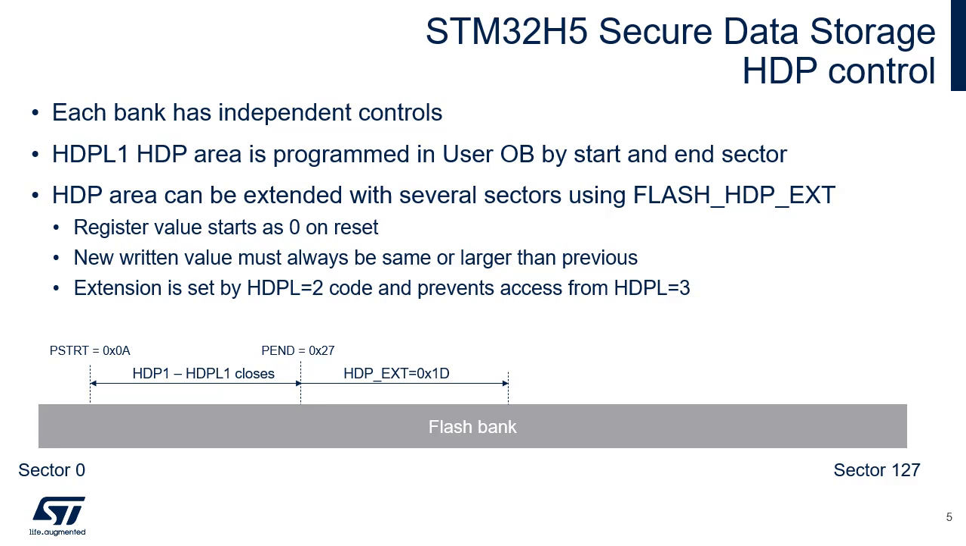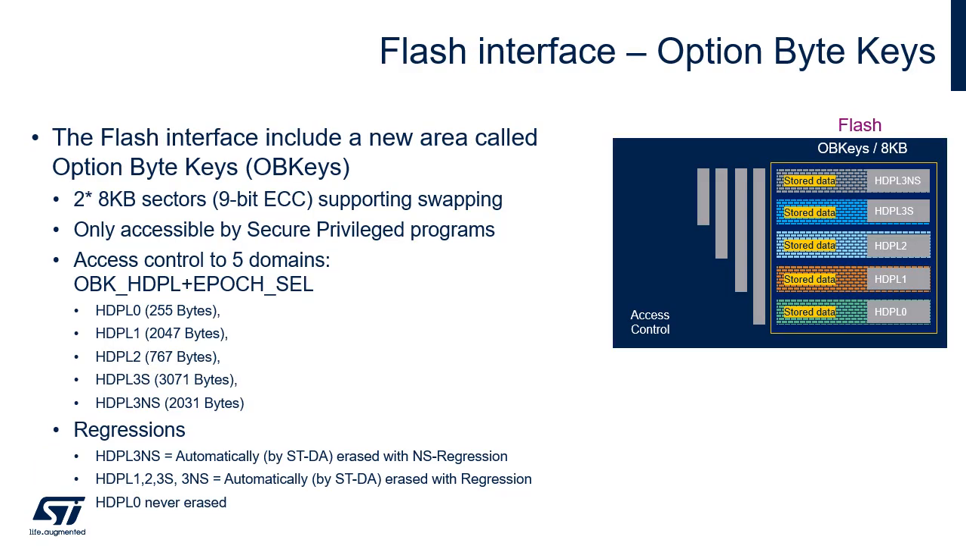If the two banks are swapped, the protection defined for physical bank 1 remains on physical bank 1, unaffected by swapping. The embedded flash memory includes two memory sectors, two 8 KB areas of secure storage, OB-key, only accessible by secure privileged state. OB-key storage can contain any sensitive information, keys of course, but also data, such as mapping information, flags, etc. Contents are protected with a 9-bit error correcting code, or ECC. Commands enable the user to swap keys from one sector to the alternate sector.